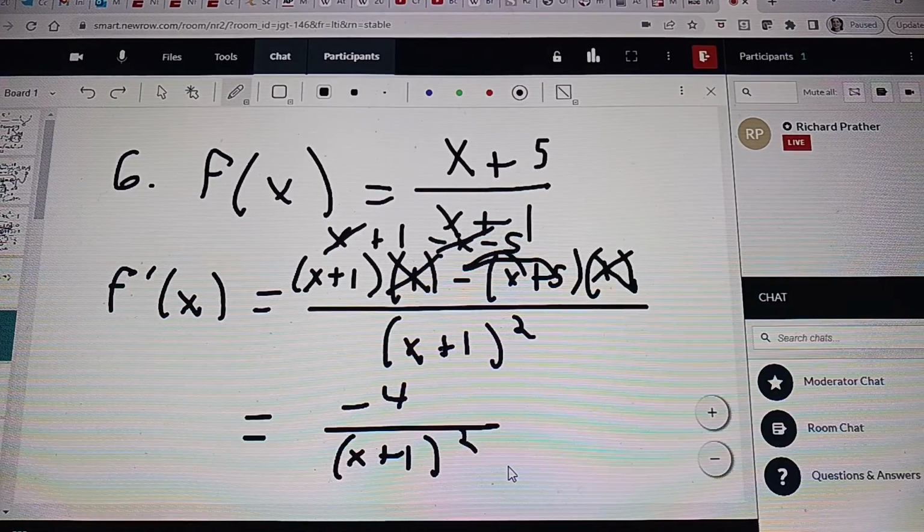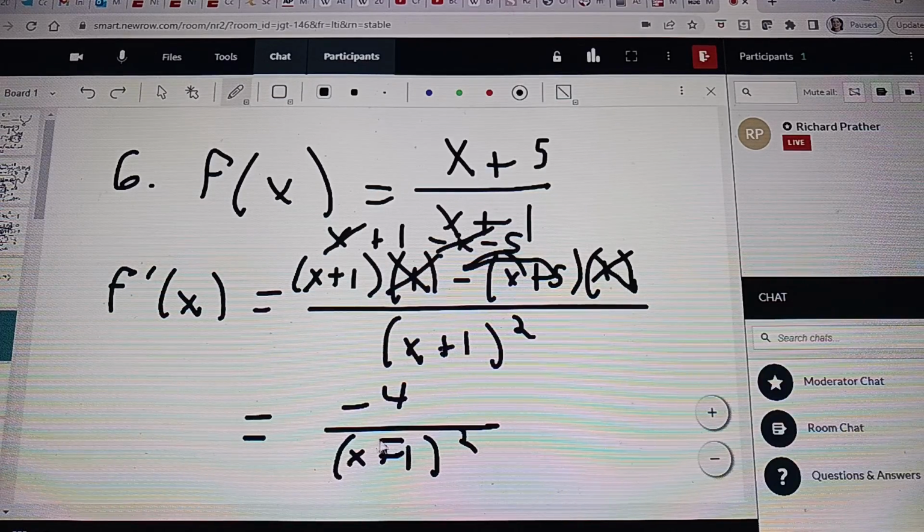There's the derivative function. When the derivative is a fraction, fractions are only 0 when the top is 0 and the bottom isn't. And the top of this fraction can never be 0 because it's always negative 4. It doesn't have an x in it to possibly be 0. So that means this function has no x values where the derivative equals 0. And critical numbers are either x values that make the derivative 0, which this one never has, or x values that make the derivative undefined.